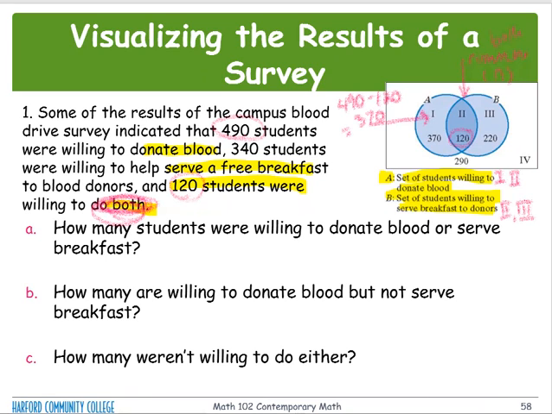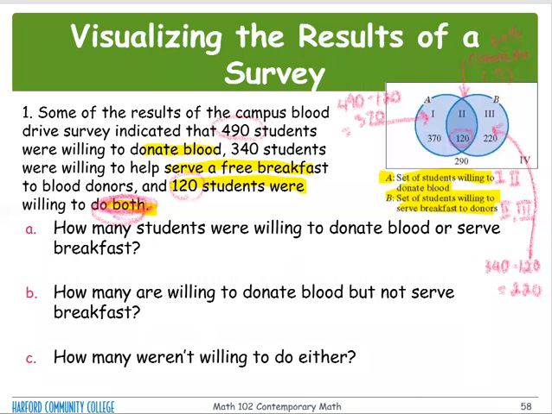Similarly, region 3 is part of set B, whose total number is 340. Then region 3 is represented by 340 subtracted by 120. That's why we get 220 as the cardinal number for region 3. And from this completed diagram, we're going to answer the questions.